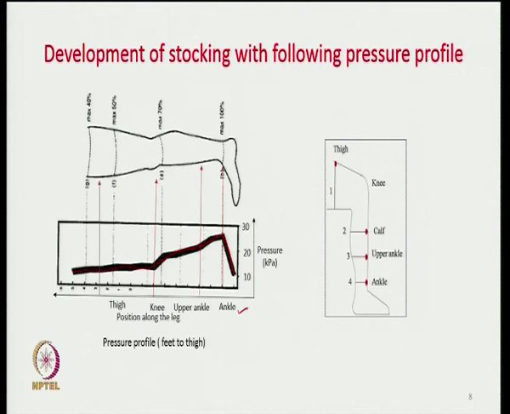So, what we see here is that the maximum pressure requirement is near the ankle, that is this region. Here in this region we need maximum pressure. After that the pressure should gradually reduce, and how it will reduce till we reach the thigh is shown in this diagram.